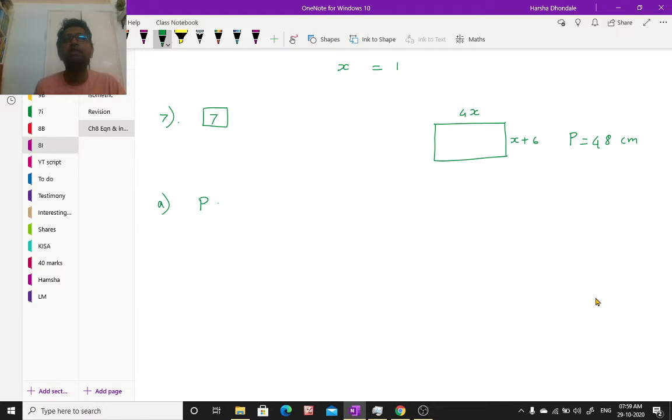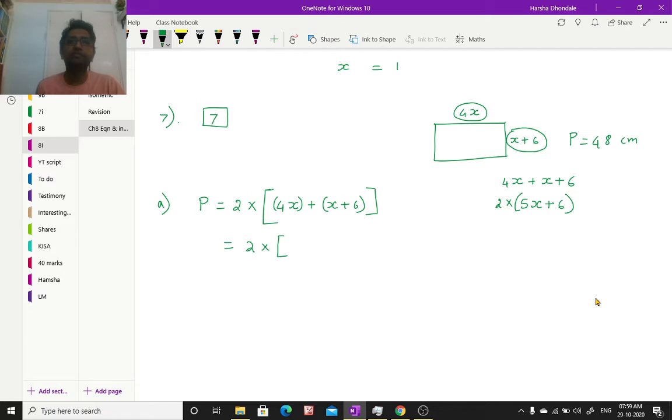So what is perimeter? Perimeter equals, you add the two adjacent sides and then double it. So you add 4x and then x plus 6 and then double it. 4x plus x plus 6 gives me 5x plus 6, and then you need to double it, which is into 2. So the perimeter equals 2 times length plus breadth, so 2 times 4x plus x plus 6, is equal to 2 into 4x plus x is 5x plus 6. That's it. You got the equation for the perimeter.